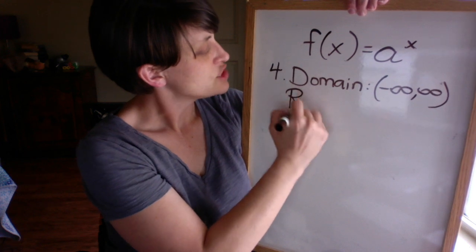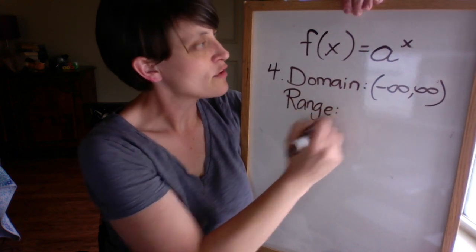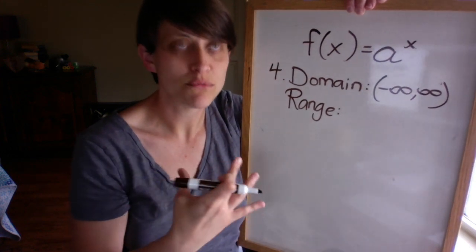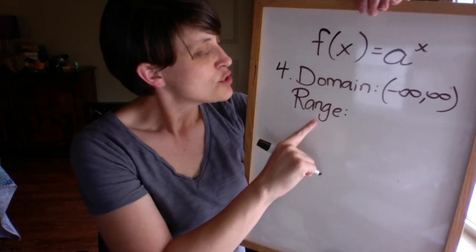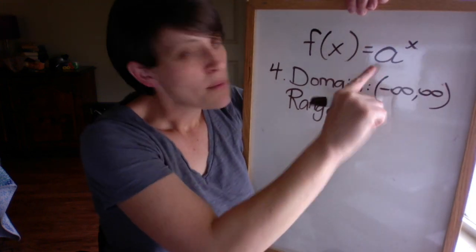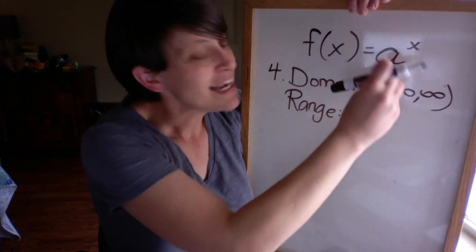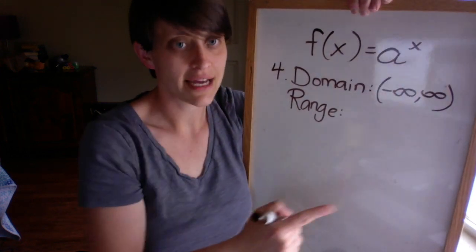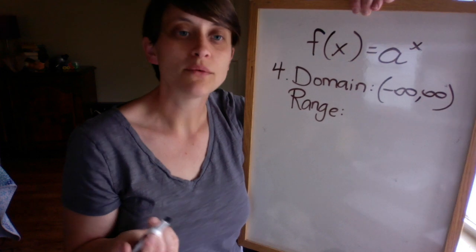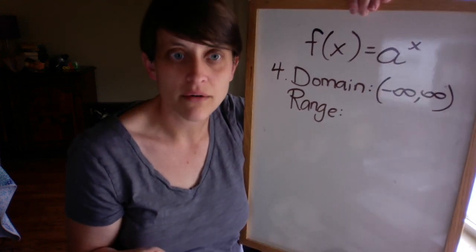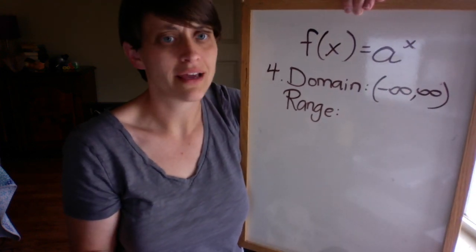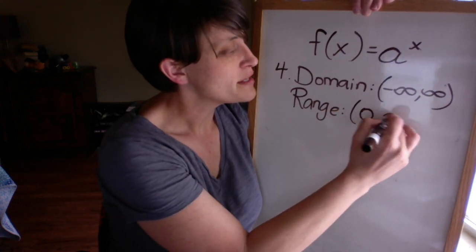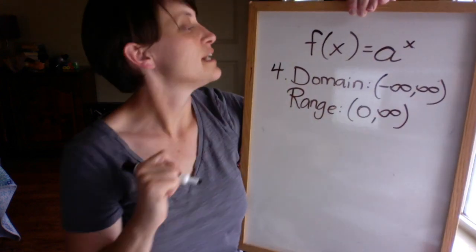All right, the range is going to depend on whether or not you have transformations here, whether or not this thing has been moved up, down, left, or right. So the range is going to be everything, remember it's our y value, so it's everything we could possibly get out of a statement like this. Remember a is a positive number, and this is an exponent. So there is no way we can raise a positive number, a non-zero number, to an exponent and get 0 or a negative number. So the range, unless we have a transformation, is always going to be 0 to positive infinity.